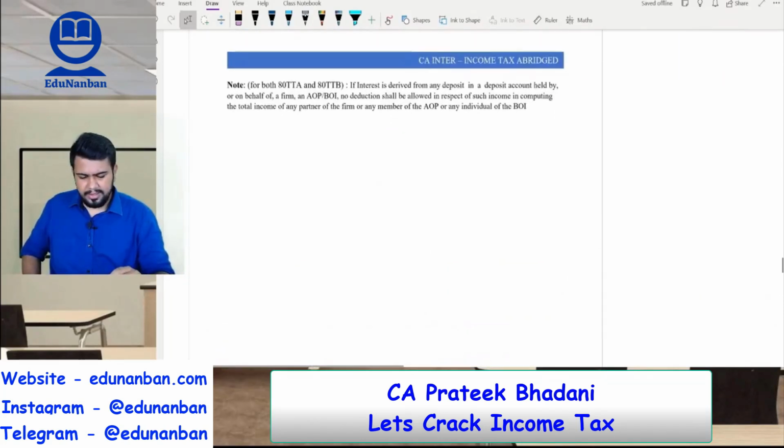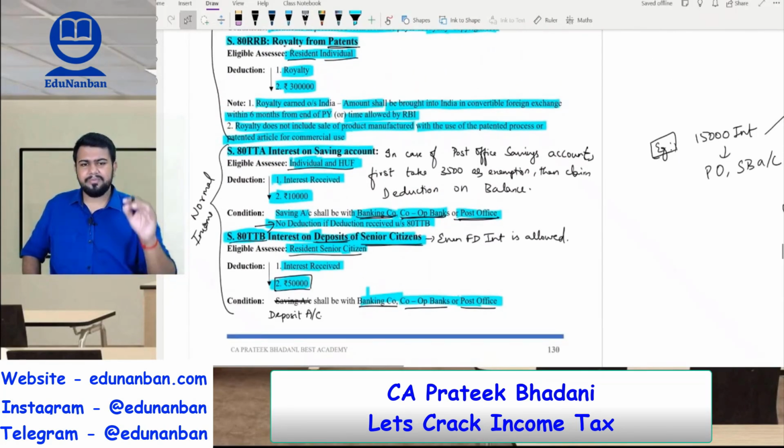So these were all the deductions. Learn them thoroughly and revise them again and again, by heart them, so that you are able to attempt them easily in the exam hall.